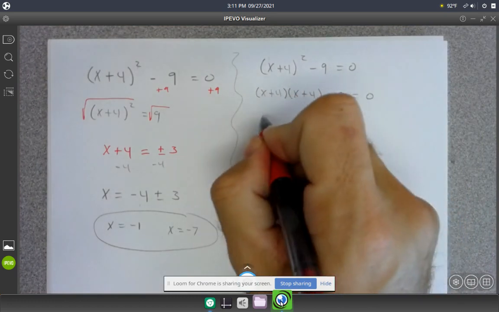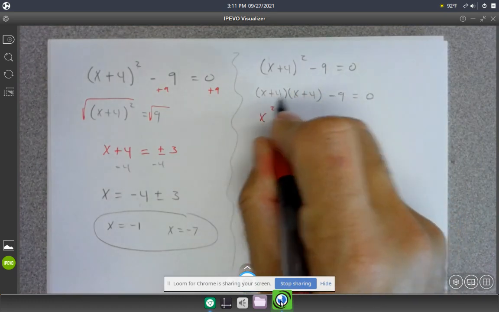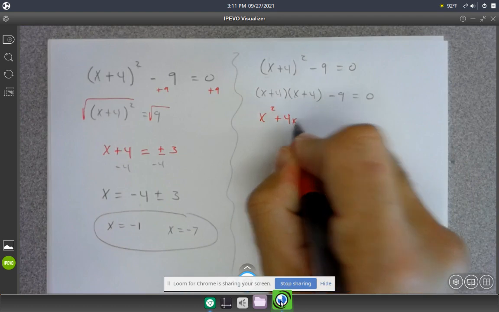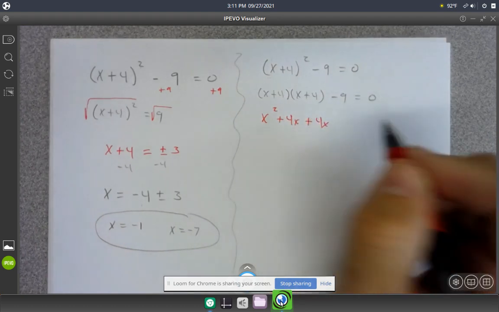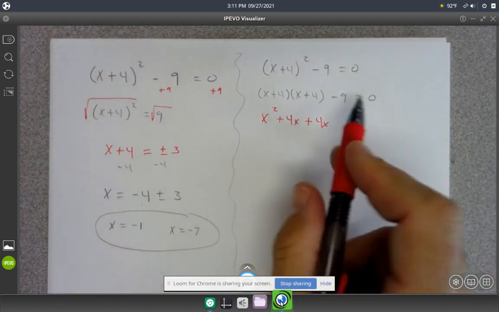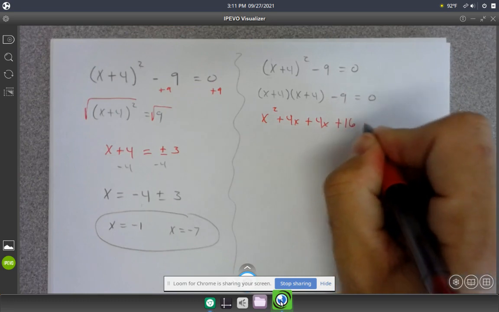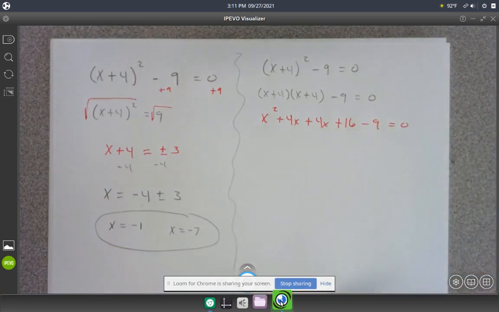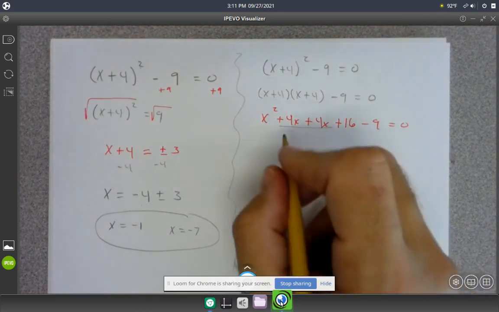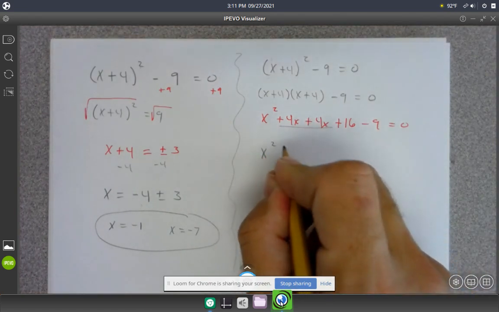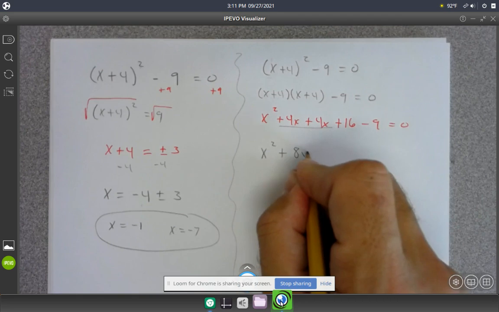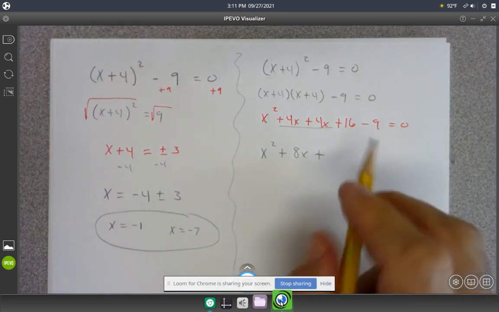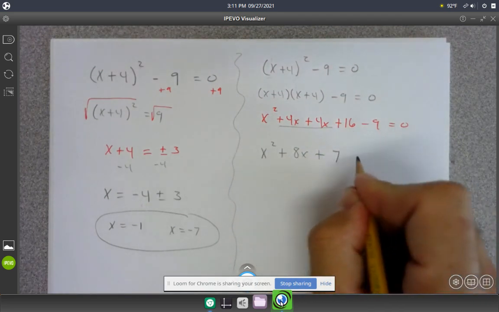So, x times x is x squared. Then we're going to have a 4x. And then we're going to have another 4x. And then 4 times 4 will be 16. Minus 9. All right, simplify all this stuff. That'll be 8x. So we get x squared plus 8x plus 16 minus 9. That is 7.